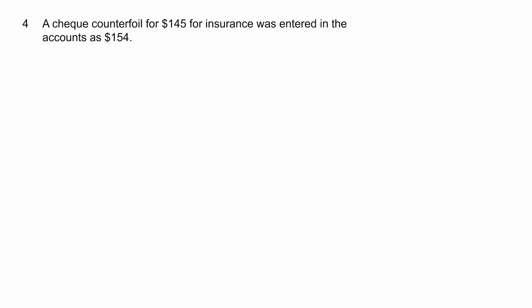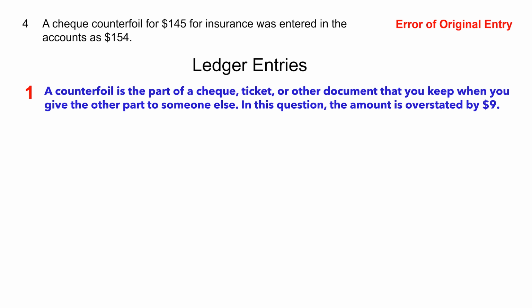4. A check counterfoil for $145 for insurance was entered in the accounts as $154. Error of original entry. Ledger entries. 1. A counterfoil is the part of a check, ticket, or other document that you keep when you give the other part to someone else. In this question, the amount is overstated by $9.